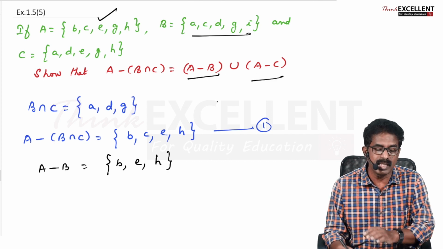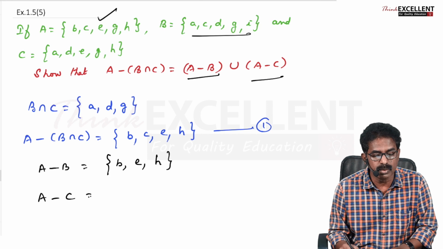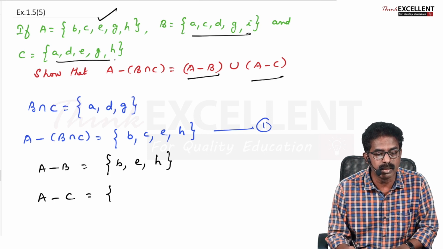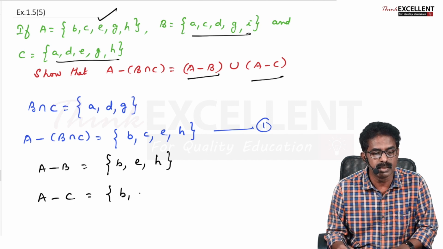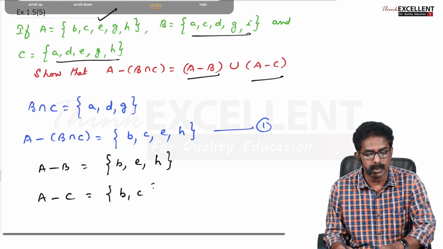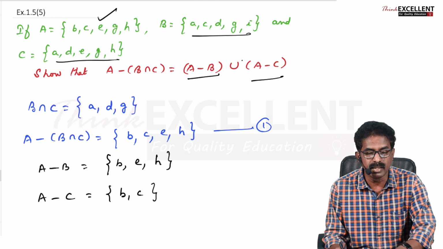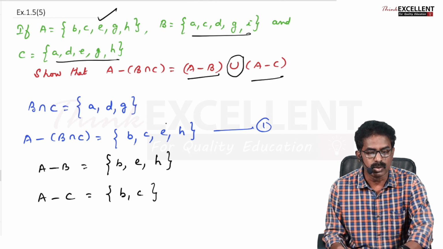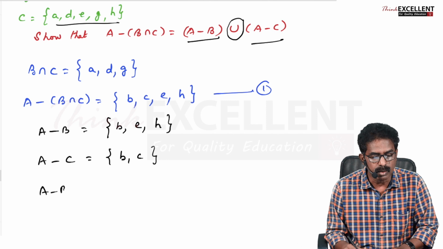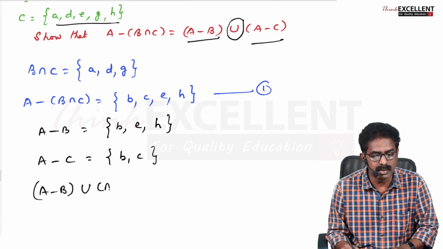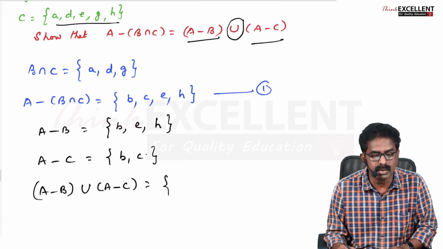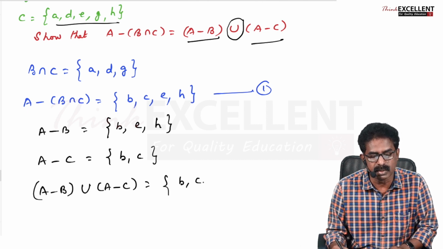Next you find A minus C. In A but not in C. Go through A: B, C you can write, E you cannot take, G you can't take, H you can't take, right? Only these two, B and C. Now you find the union of these two, A minus B union A minus C. Union means you write everything, right? So B, C, E, H. This is the answer for the RHS.